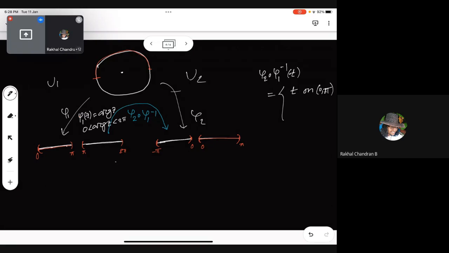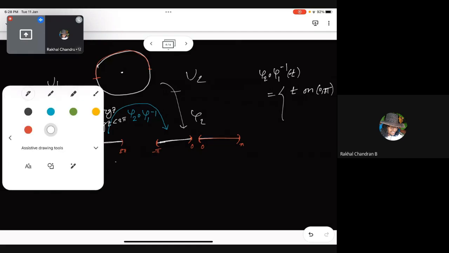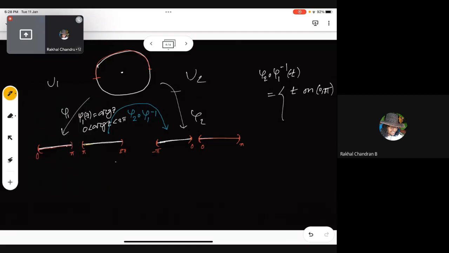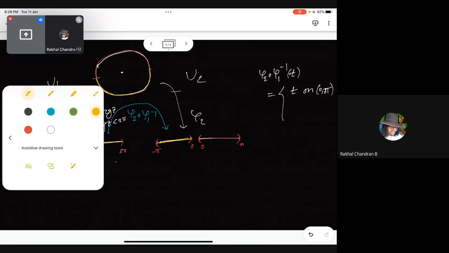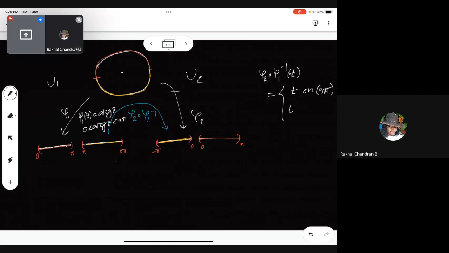Right, so here, it goes to here, right? So let me draw in a different color. Here, this part goes here. So these two endpoints, one and minus one, are missing. And here it goes to 0 to 2 pi, minus pi to 0. So now this gives you an affine map, which is nothing but t minus 2 pi on pi to 2 pi.